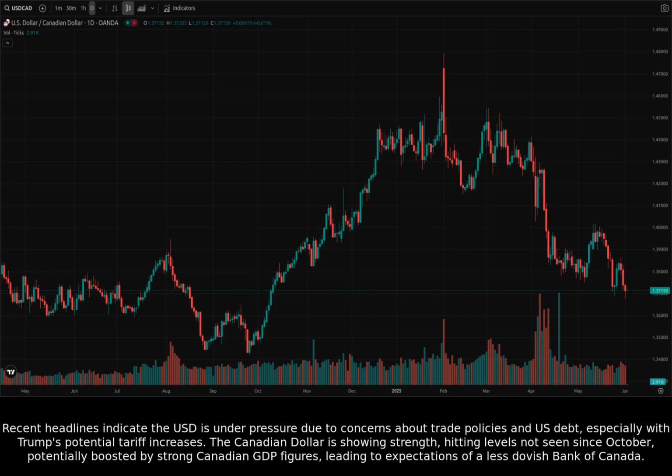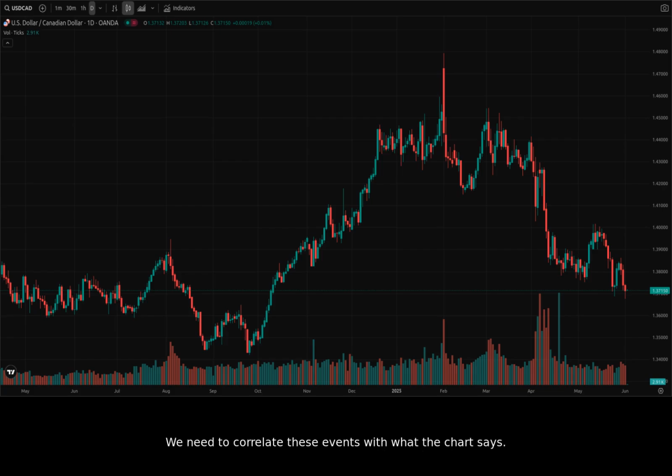Recent headlines indicate the USD is under pressure due to concerns about trade policies and U.S. debt, especially with Trump's potential tariff increases. The Canadian dollar is showing strength, hitting levels not seen since October, potentially boosted by strong Canadian GDP figures, leading to expectations of a less dovish Bank of Canada. We need to correlate these events with what the chart says.